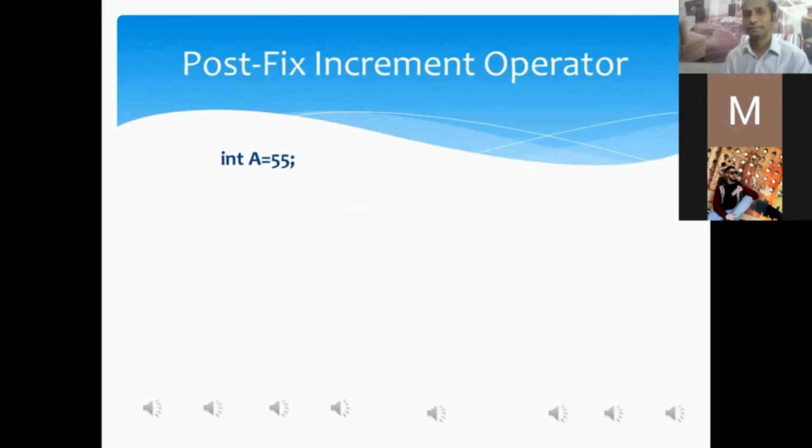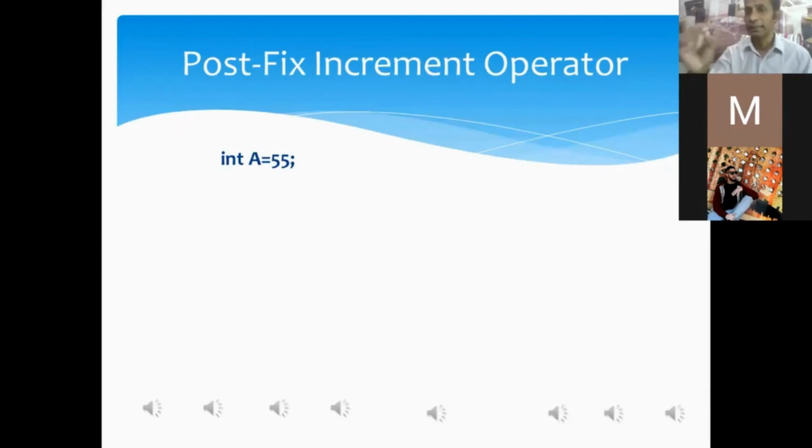int A = 55. Over here we have declared a variable. The name of the variable is A, and we have initialized the variable with 55. Now, what is the value that will be stored in the variable A? Do tell me. 55.